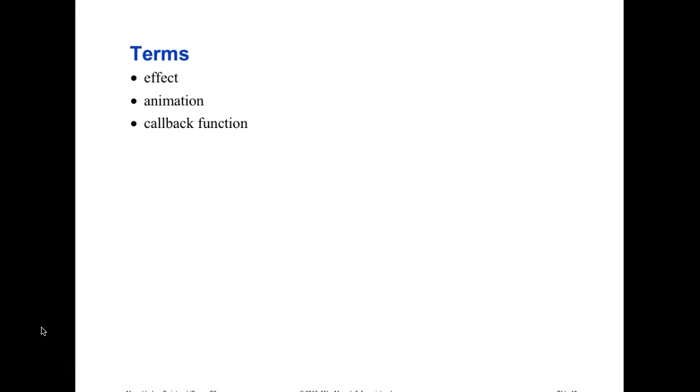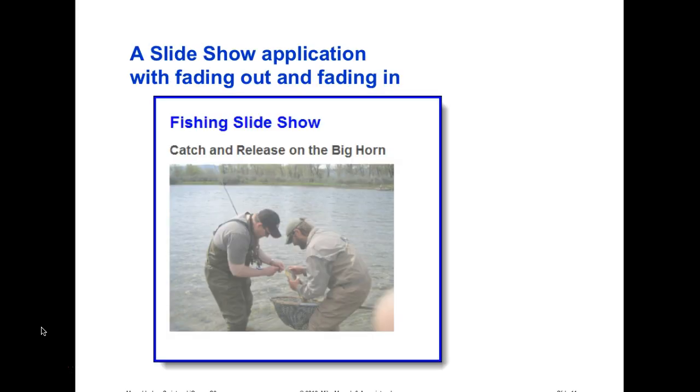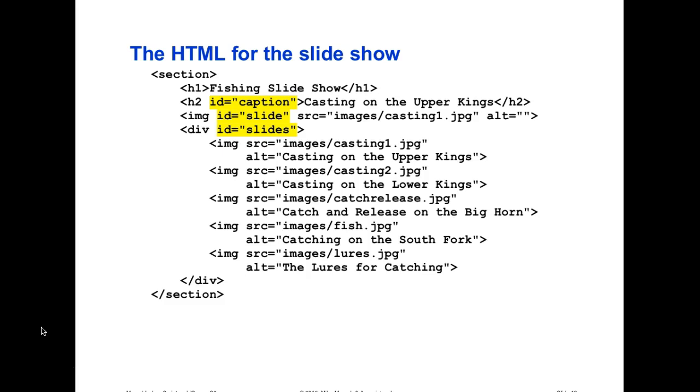So the terms we need you to know are effect, animation, and callback function. So animations are movements, and effects would be something like the fade out. This is also supplied with the book, a slideshow application with fading out and fading in. We'll go over these in several videos.